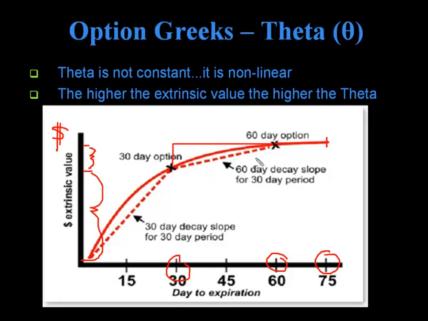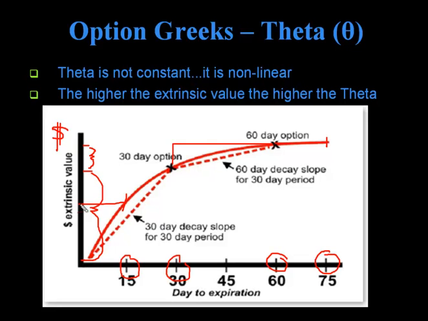Hence, the option contract decays the fastest in the last 30 days. In fact, in the last 15 days here, it falls off the table. And it just really decays very, very quickly here.